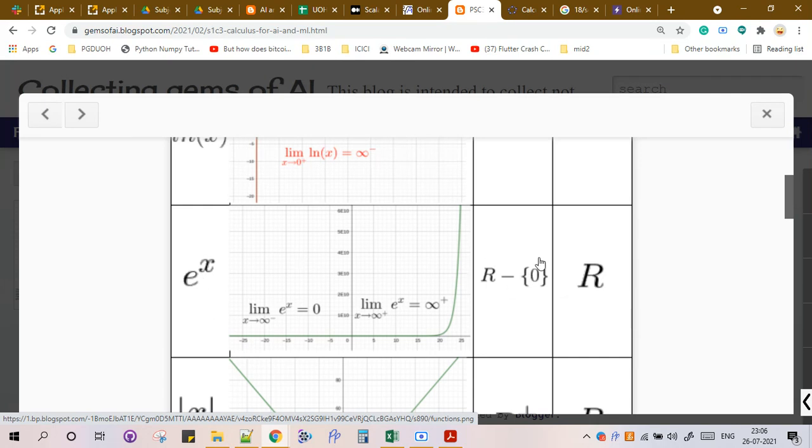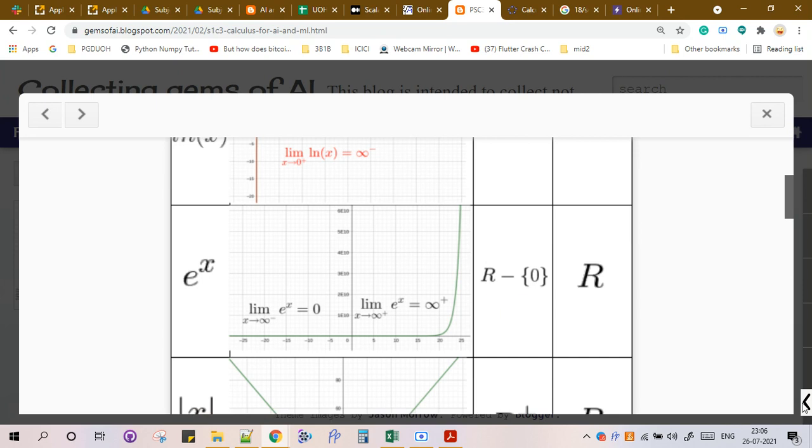And what is the range? Range is which values it can give. When you go towards minus infinity, it will approach 0, and if you go towards plus infinity, it would be infinity. So it is not 0. It is taking all the positive values, but is it taking negative values as well? No, the y is always positive. So it is R plus minus 0.